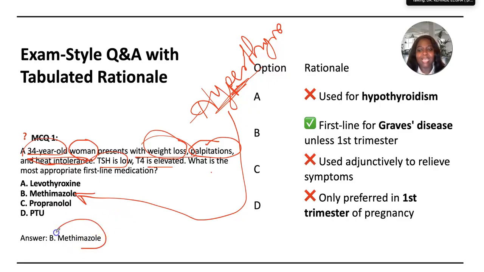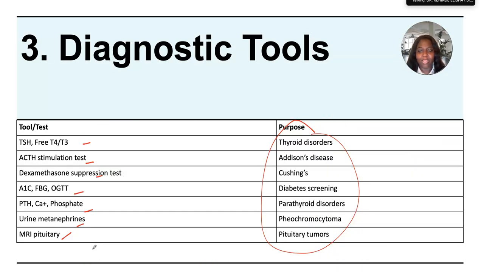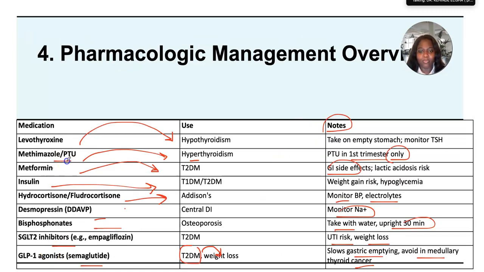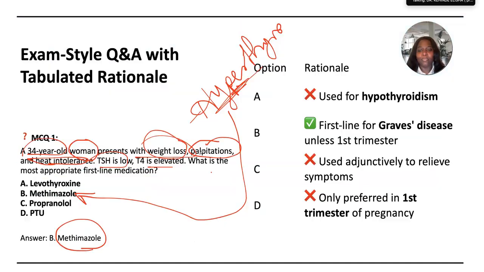So we know the answer is methimazole. Let's take a look back at the content. It says right here, methimazole is used for hyperthyroidism. The key symptoms, it says right here, hyperthyroidism symptoms: heat intolerance, anxiety, weight loss, and tremor. Do we get it? All right. Now let's keep it moving to the next question.